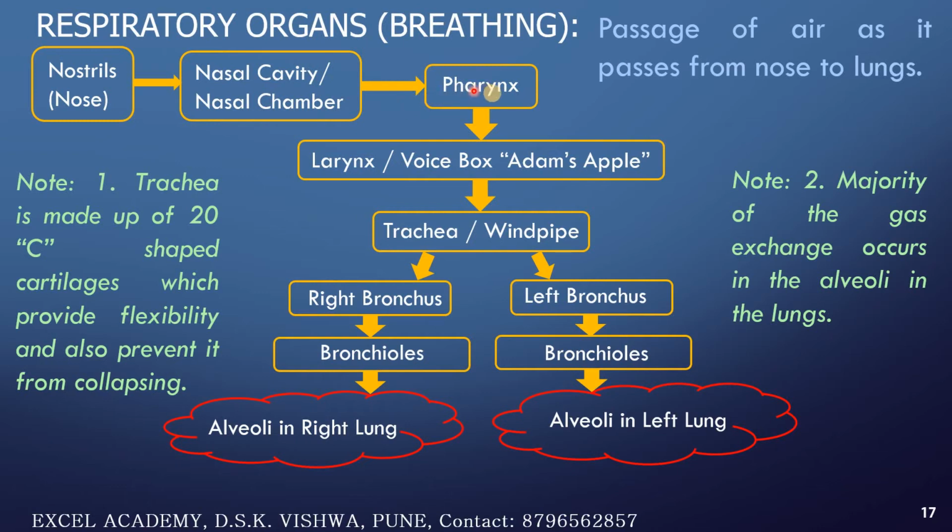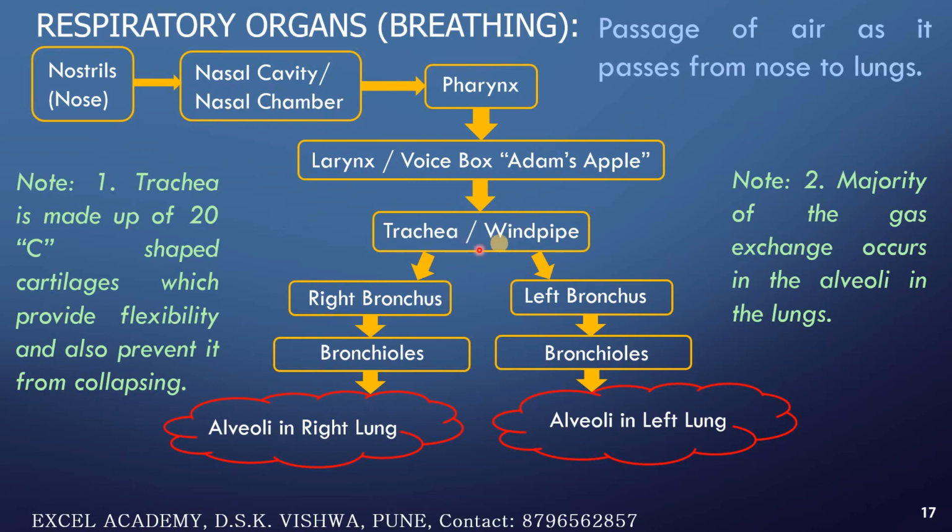From that it is passed to the pharynx. Then it goes to the larynx or voice box, popularly called the Adam's apple. Then it reaches the trachea or the windpipe. The trachea is made up of 20 C-shaped cartilages which provide flexibility. At the same time, they prevent the trachea from collapsing when there is no air.